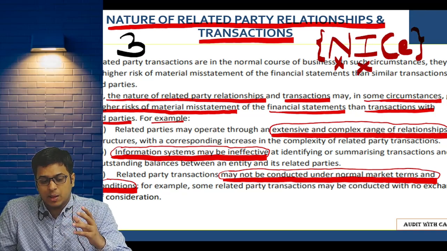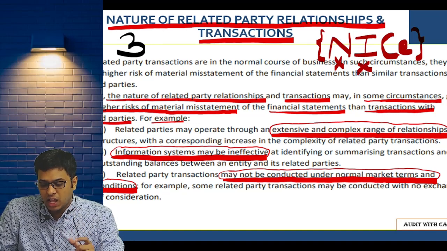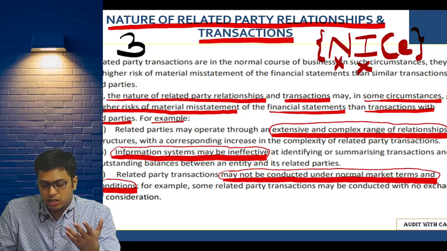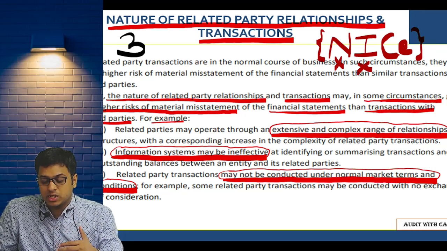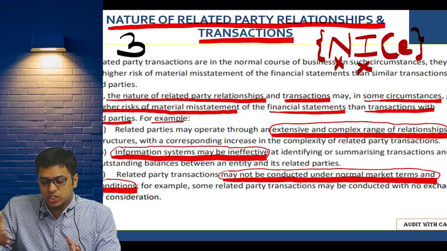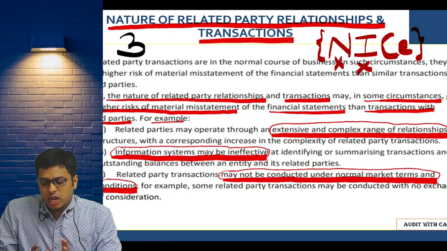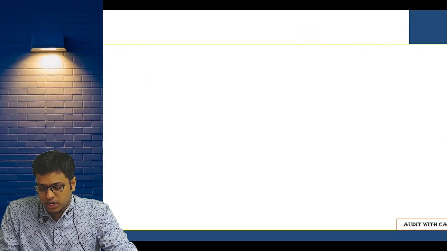Now all these things happen in the case of related parties. So you will understand here we are looking at the nature of related party relationships and transactions. First, it is not conducted under normal terms and conditions. Second, the information system may be ineffective regarding this matter. And third, a complex and extensive range of relationships and structures may exist in the case of related party transactions and relationships. So that is the nature of related party relationships and transactions.